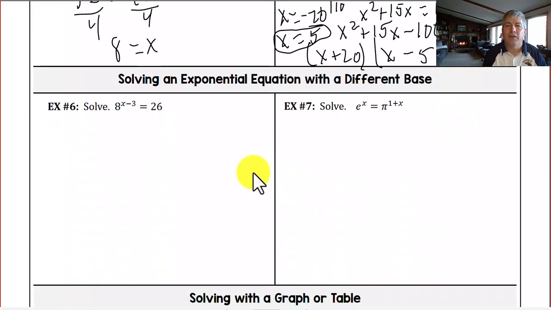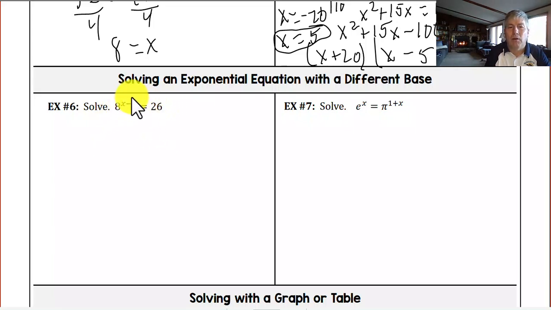In examples 6 and 7, we're going to solve exponential equations with different bases. Now, we don't have any logarithms on each side, so we're not going to change forms at this point, but let's take a look and see how we'll solve this. So in example 6, we want to solve 8 raised to the x minus 3 equals 26. We can't get the same base here. We're not going to do base 2 or base 8 or base 4. None of that's going to work for us.